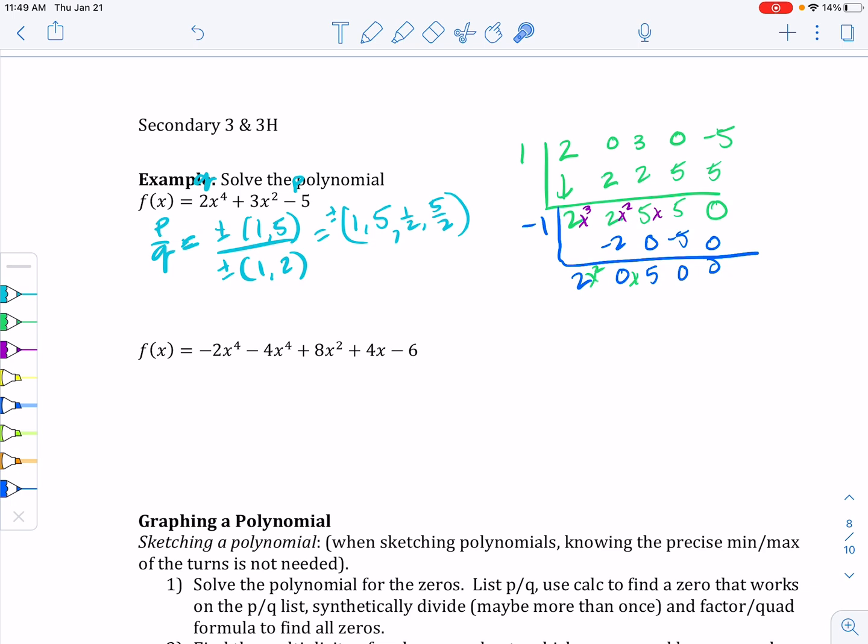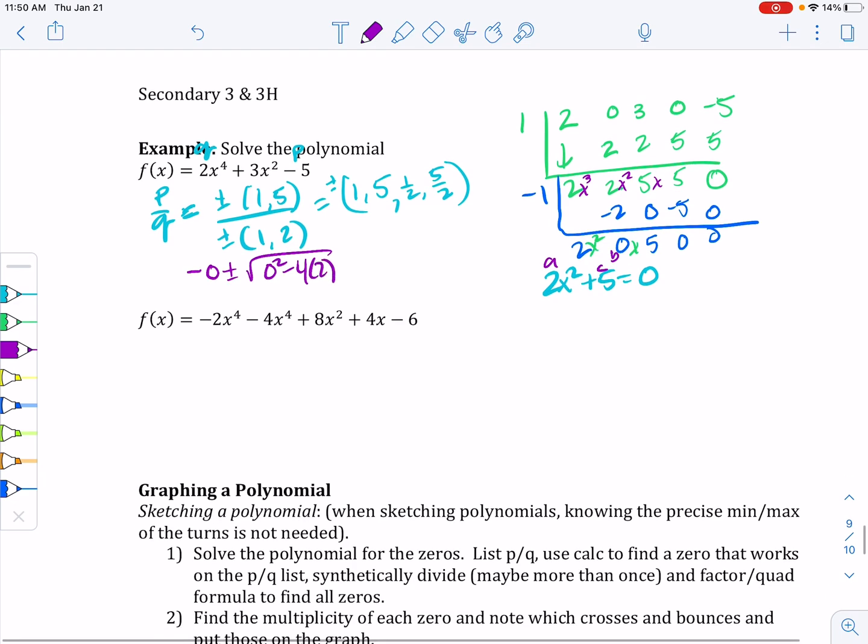Okay? So that means that my polynomial that's left is 2x squared plus 5. Now I can use the quadratic formula to solve this. So I would have that a is 2, b is nothing, and c is 5. So I would have x equals -b, which is 0, plus or minus the square root of 0 squared minus 4 times a, which is 2, times c, which is 5, all over 2 times a, which is 2. So I get 0 plus or minus, and then 4 times 2 is 8, times 5 is -40, all over 4.